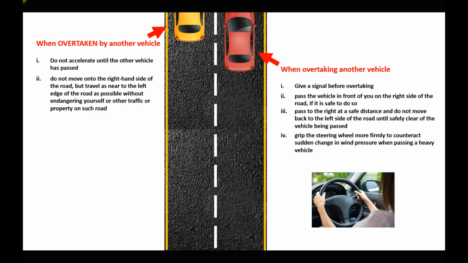Travel as near to the left edge as possible without endangering yourself or any property. So you keep as close to the left as possible, but not too close to the edge where it becomes dangerous. All you're trying to do is avoid too much close contact with the red car as it is overtaking you.